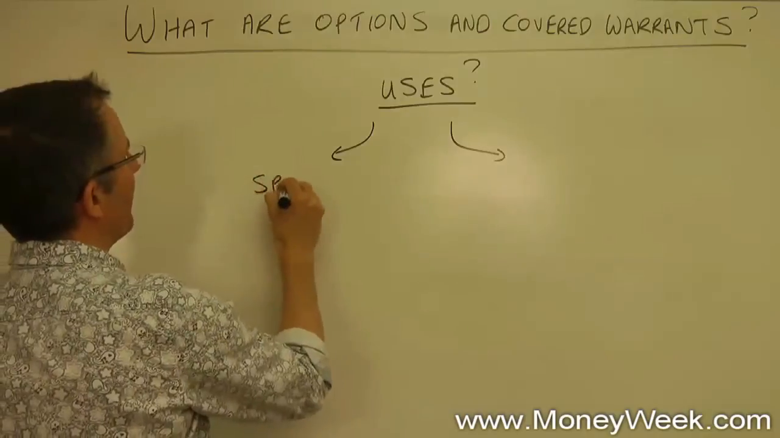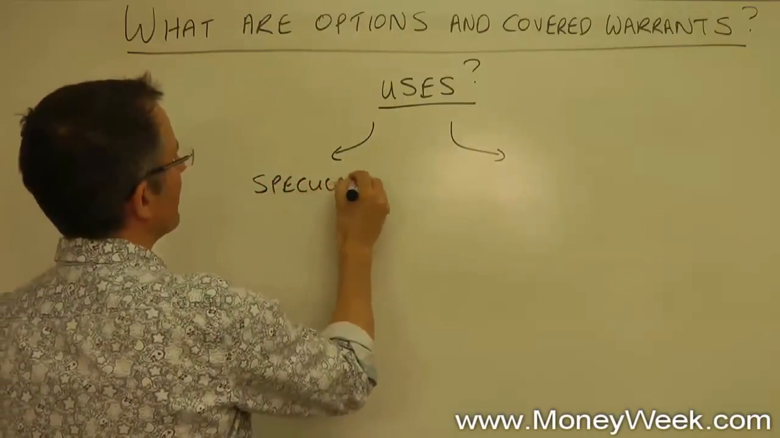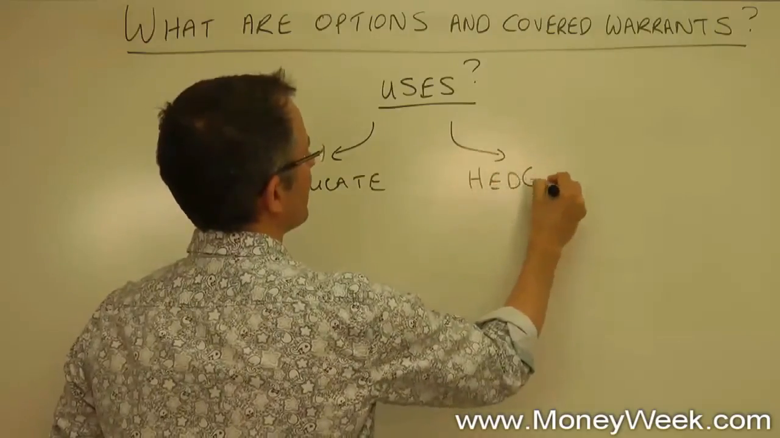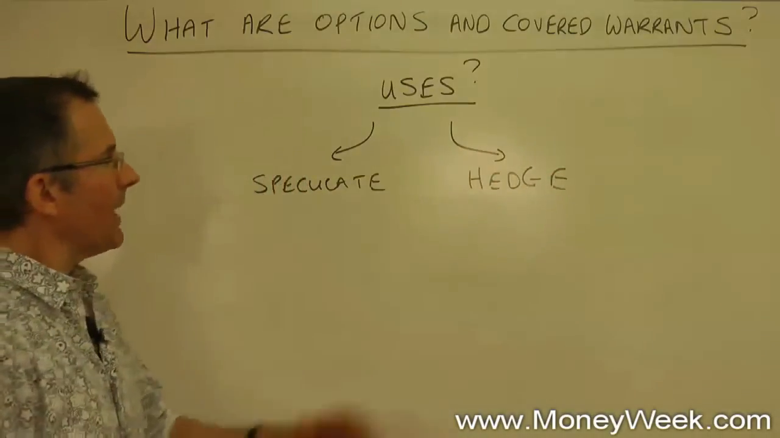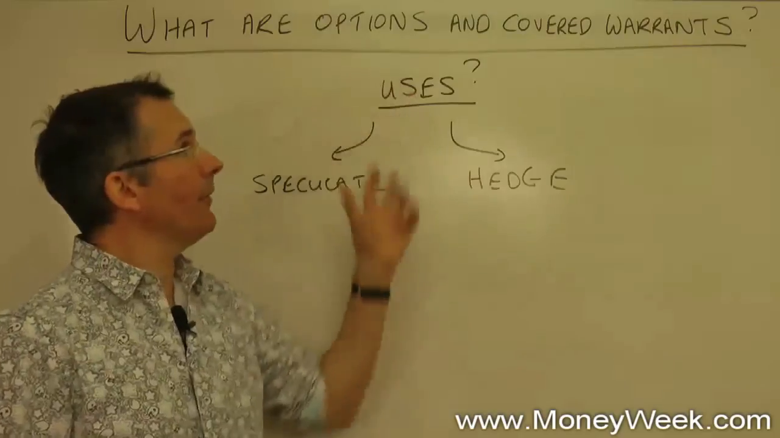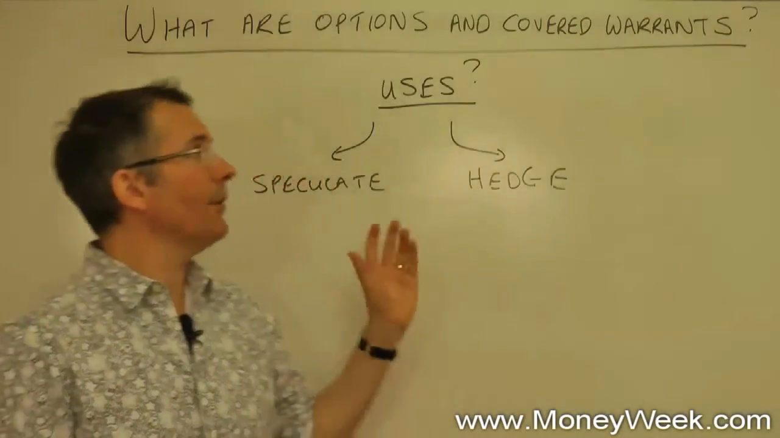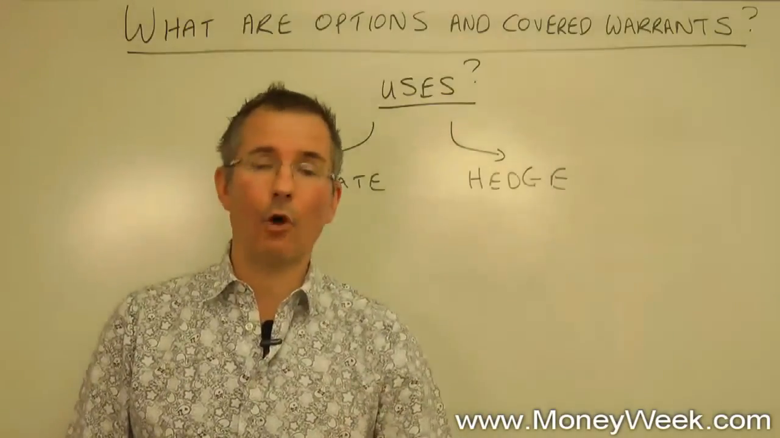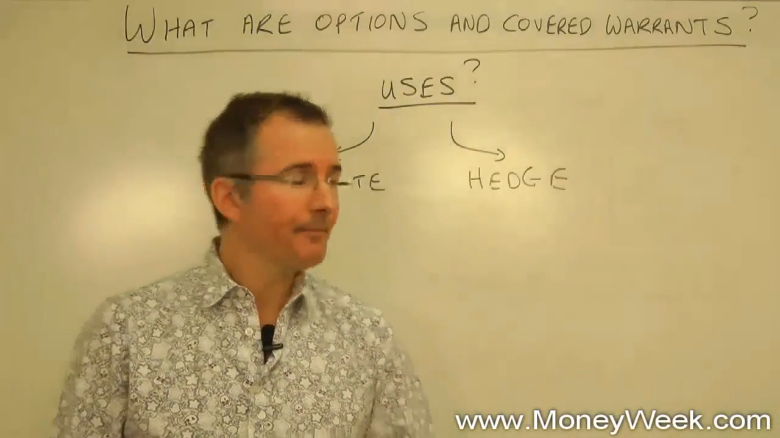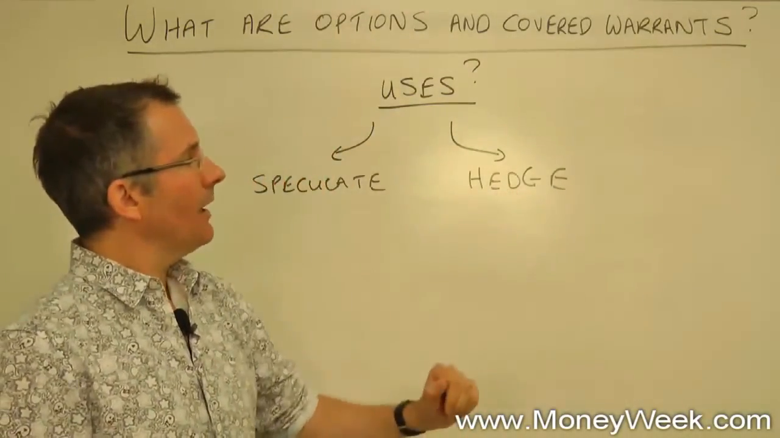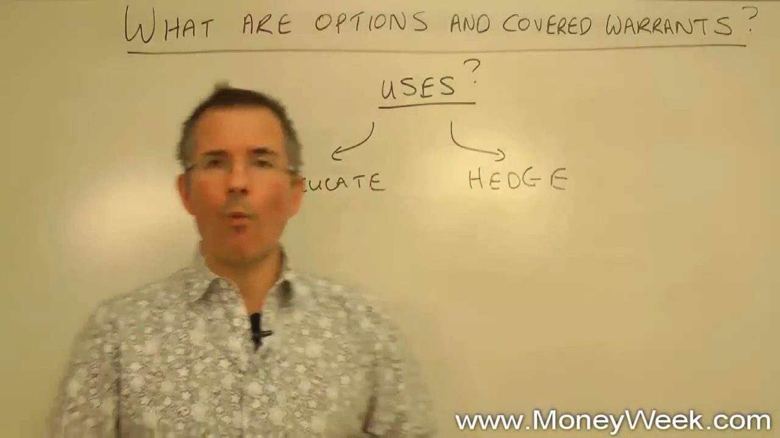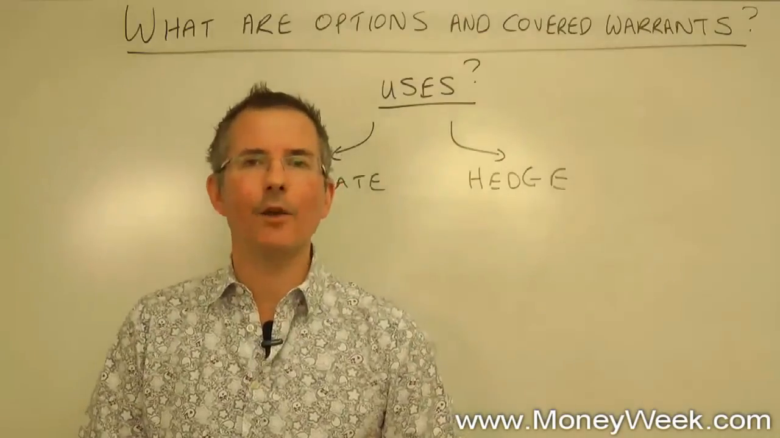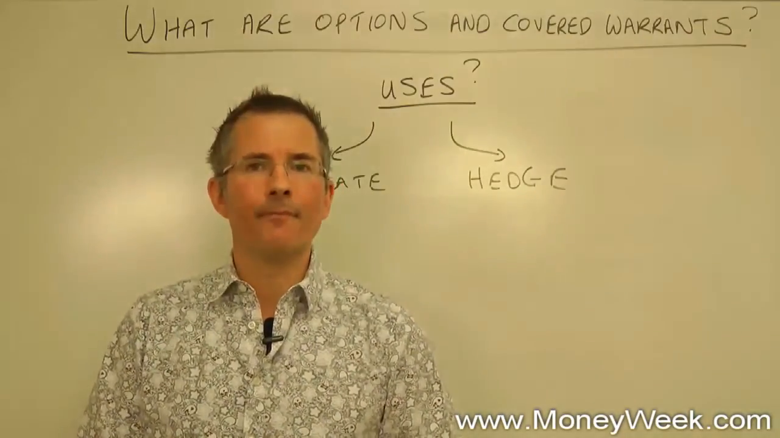You can speculate with them, or you can do something called hedging. Okay, speculating is what it sounds like. There is a way of using these, and we haven't seen one yet, but there is a way of using these simply to try and gamble on rising or falling stock prices, let's say, and make some money that way. And hedging is more like, well, I'm worried about my share portfolio falling in value. What can I do about it?